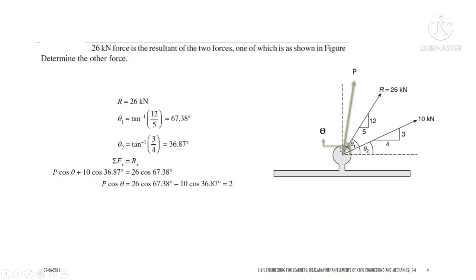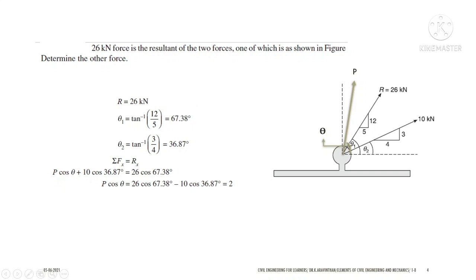Okay. The next force is 10 kilonewton. One of the forces is shown in the figure; determine the other force. So one force they have given, that is 10 kilonewton, which is having a gradient of vertical 3, horizontal 4. You have to find the unknown force, which is P, and you have to find the theta here. Now we know the resultant, which is 26 kilonewton. We can find theta 1 and theta 2.